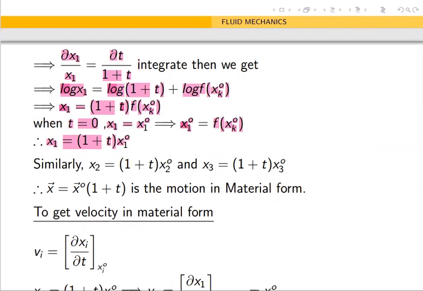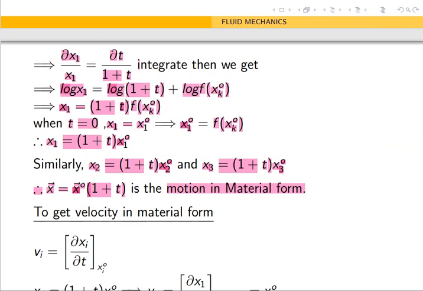Similarly, the same way, take the second component. We get x2 equal to 1 plus t times x2 naught. Similarly, x3 is equal to 1 plus t times x3 naught. As simple as that. Therefore, x equal to x naught times 1 plus t, which is common throughout. You have x1 naught, x2 naught, x3 naught. In the vector form, it is nothing but the x naught vector into 1 plus t. This is the motion in the material form.